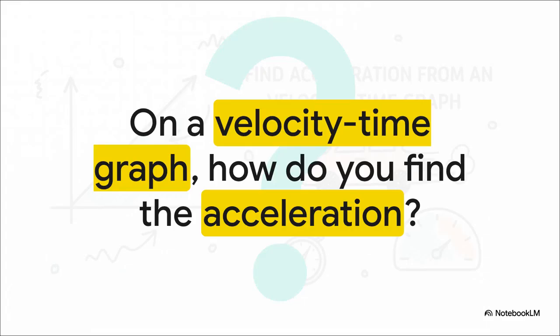You see that line going up, so you know the velocity is changing. And if velocity is changing, you know there's got to be some acceleration happening. The big question is, how do you actually pull that number out of the graph? What's the right move here?